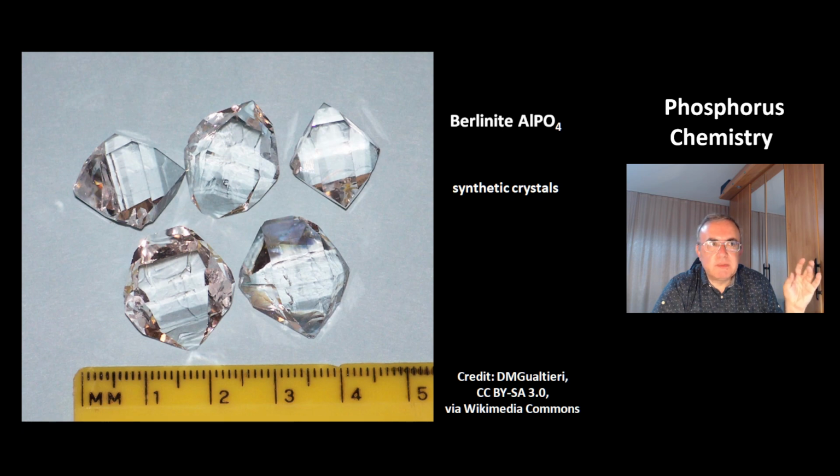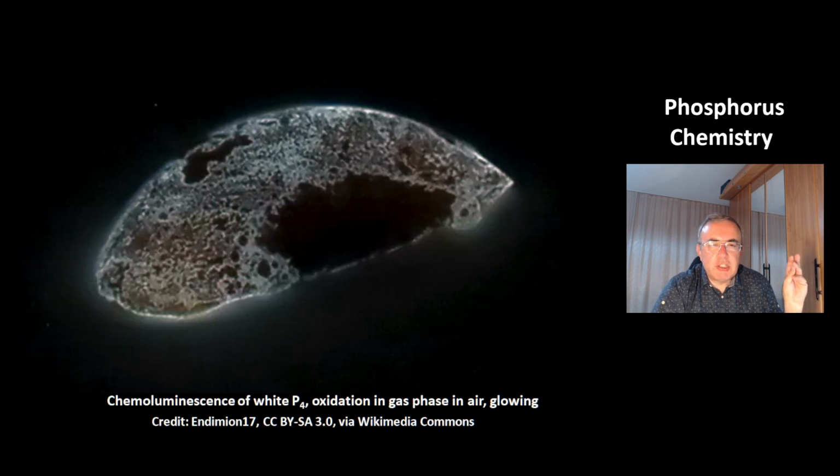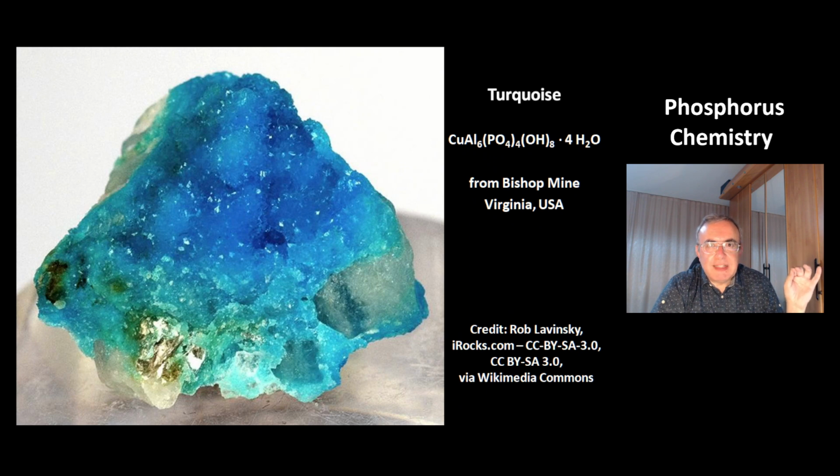This is a nice picture of the crystal berlinite, which is aluminum phosphate. This is in synthetic crystals. This is a picture of the chemoluminescence of white phosphorus, P4. That's oxidation of P4 in the air, in the gas phase. And this chemical reaction, oxidation to phosphorus pentoxide, makes the glowing light, and that's chemoluminescence. This is a nice picture of turquoise, which is copper aluminum phosphate hydroxide tetrahydrate. This mineral is from the Bishop Mine in Virginia, USA.